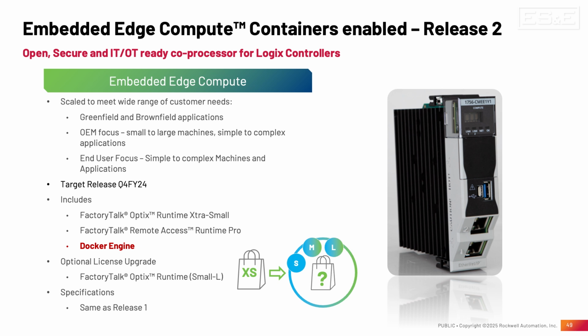And again, because this is a pretty small device, there's not a lot of computing power on a device that fits in our ControlLogix chassis. So that application size comes by default as an extra small for an Optix application. And you can upgrade that license from small to large, but you can't do our unlimited package size because it can't handle all that information.